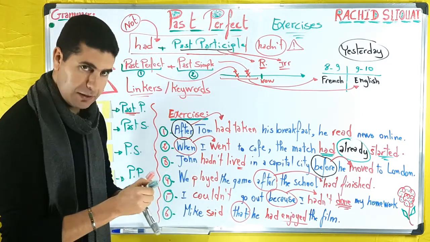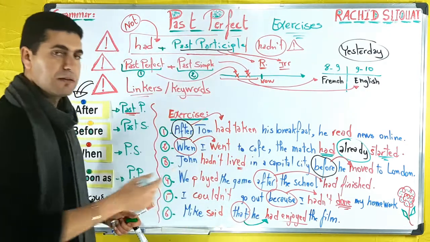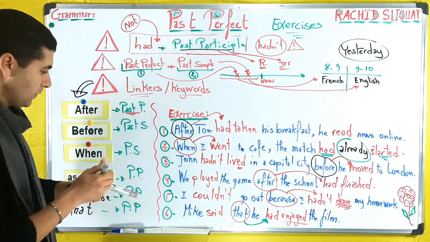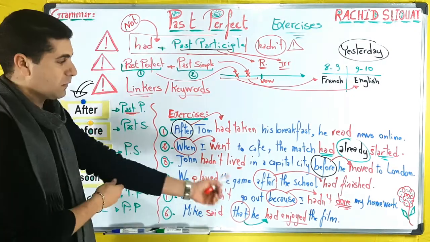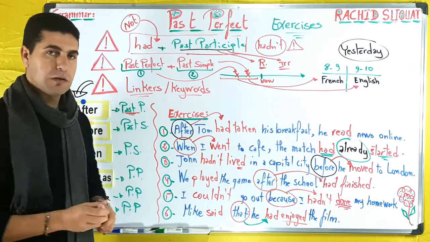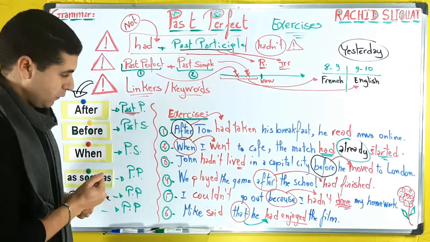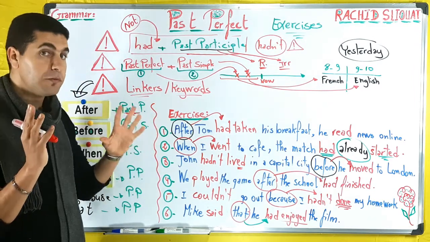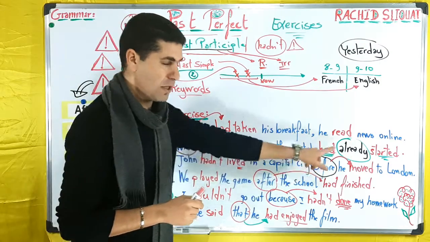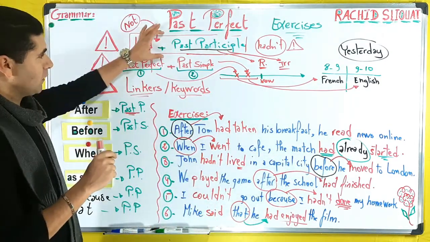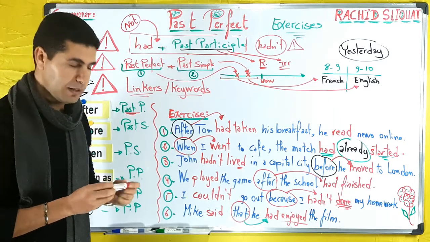Why had enjoyed here? Because we have that. So the following verb is in past perfect, okay? So this is in the form of reported speech, okay? This is how you have to deal with exercises related to the past perfect tense, okay? So you have to focus a lot on the keywords that we have here, and you have to master the form, had or hadn't plus past participle.